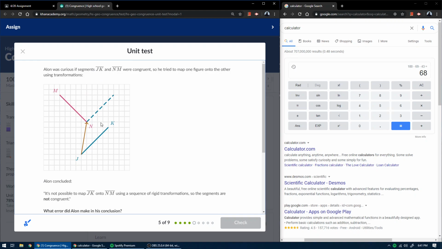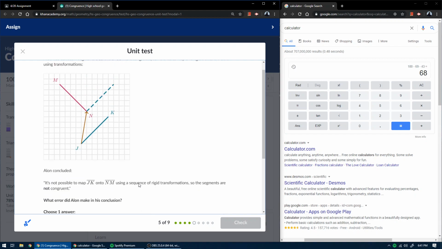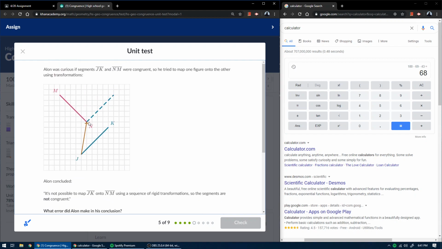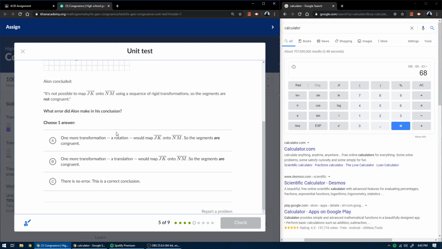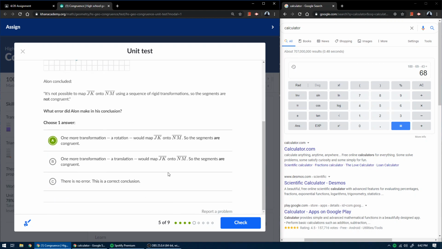Oh wait, sorry. This is the line, he only translated it. It's asking, could you have rotated it to map it? Now clearly, look at this line, look at this line, they're the same length. If I just rotate it this way, over here, then yeah, they would be the same line. Rotation is rigid, so the answer is A. One more transformation, this rotation would map it, therefore they are congruent.